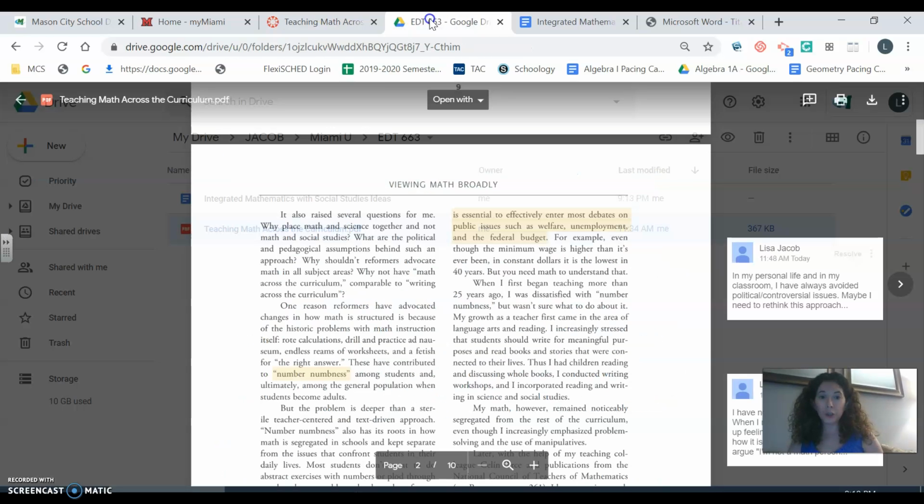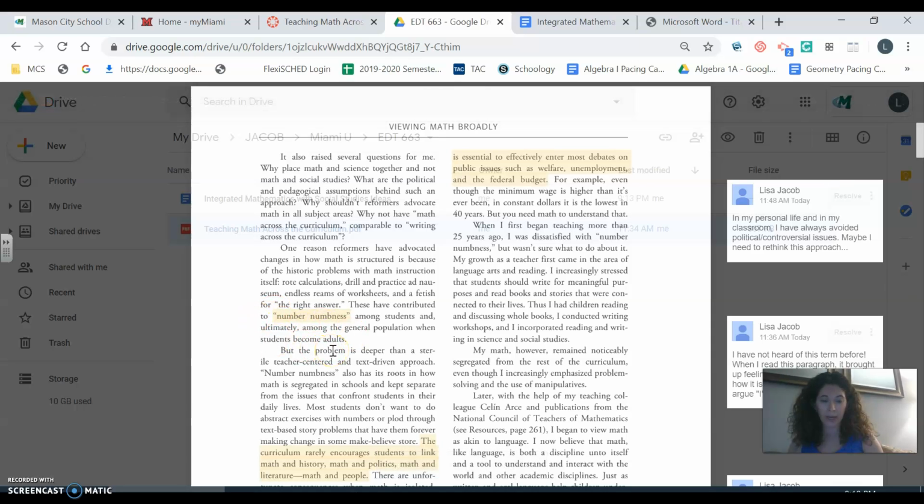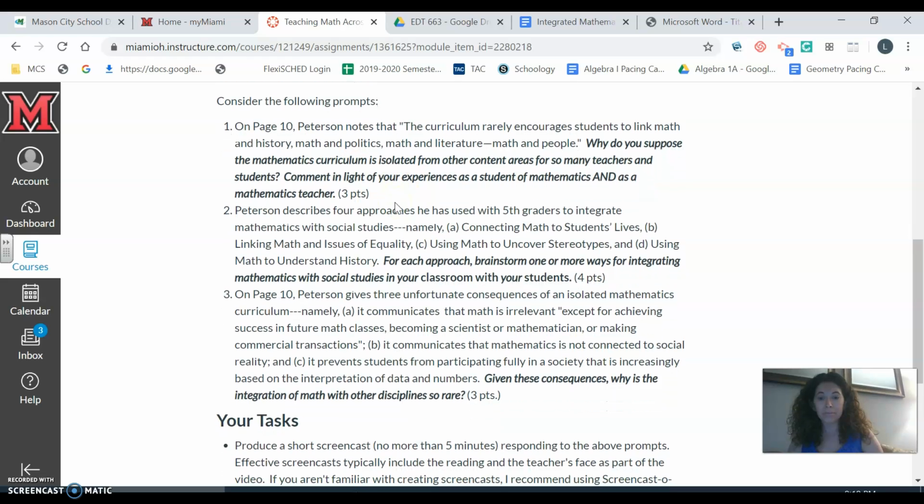In terms of students and the text, I was really struck by this idea of number numbness. And I think students just traditionally think that math is this rote practice on these handouts that their teacher gives them, that they fail to see where numbers are so present in history lessons and can even be shown in English lessons, like Mr. Peterson even does in his fifth grade classroom.